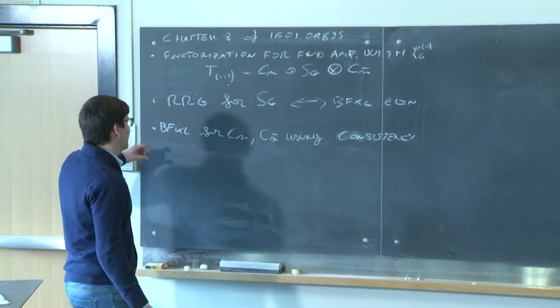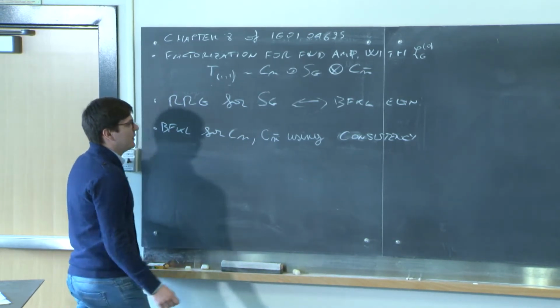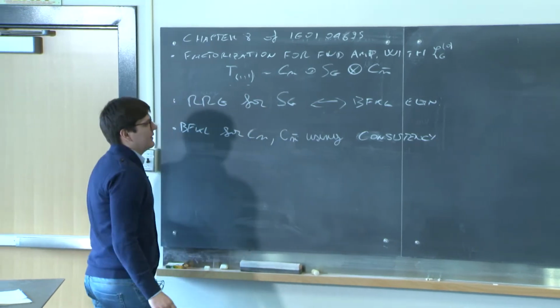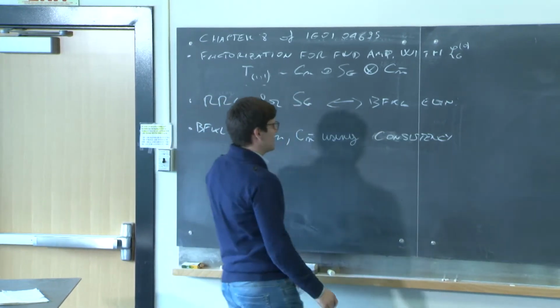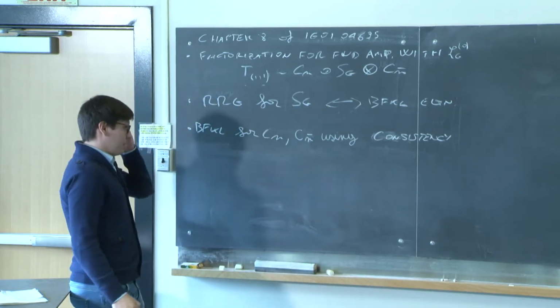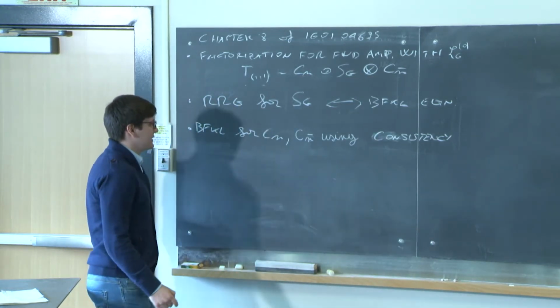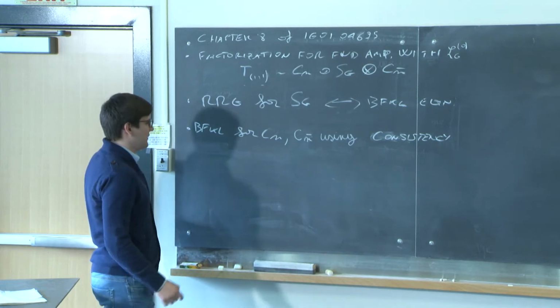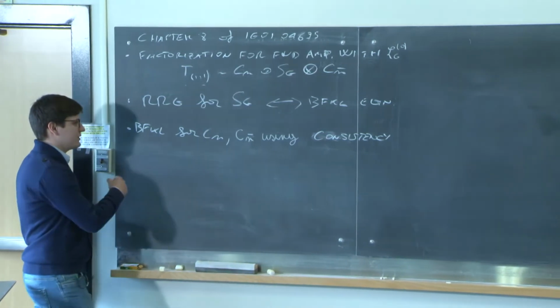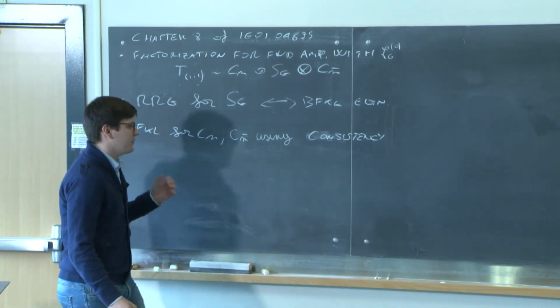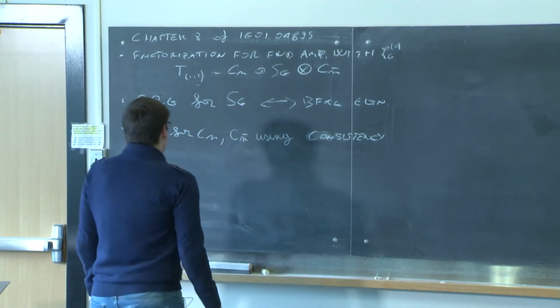Then I'm going to study the rapidity renormalization group for the soft piece, and we're going to see how we can get a BFKL equation from this rapidity renormalization group. And if I have time, briefly at the end, I'm going to see how we can get a BFKL equation also for Cn and Cn bar using consistency.